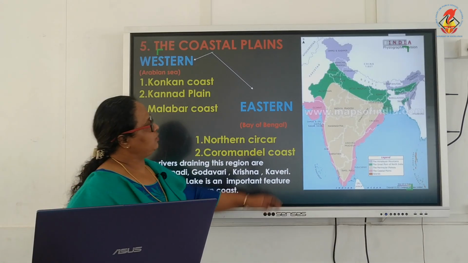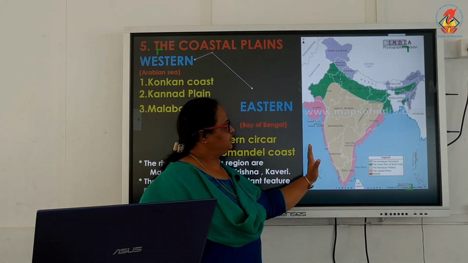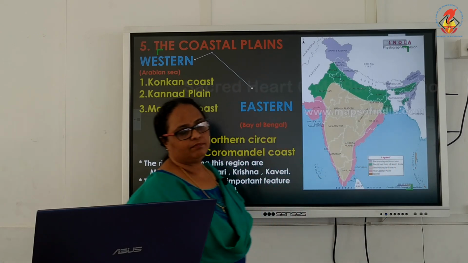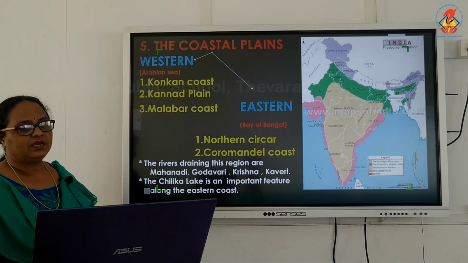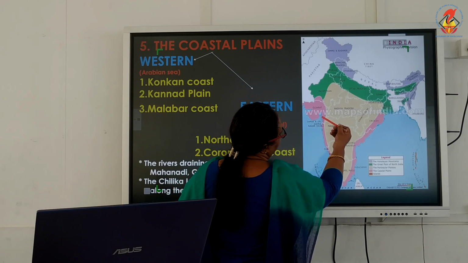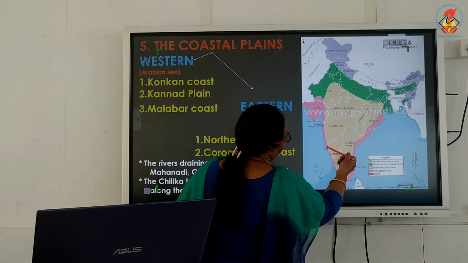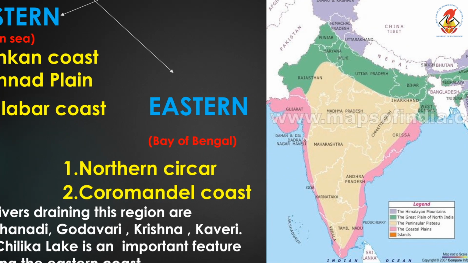I repeat, the Indian coastal plain is divided into two, western and eastern. Western is beside the Arabian Sea, eastern is beside the Bay of Bengal. Now the western coastal plain is again divided into Konkan, Kannad plain and Malabar coast. Konkan is from Mumbai till Goa. Then from Goa till this particular region in Karnataka, we call it Kannad. Then from here till the end, we call it the Malabar coast. So the western coastal plain is divided into three: the Konkan coast, the Kannad and the Malabar coast.